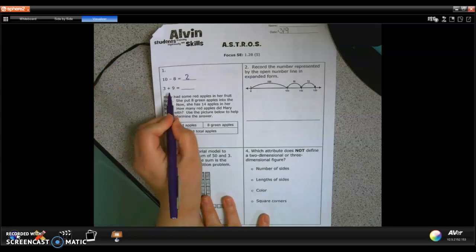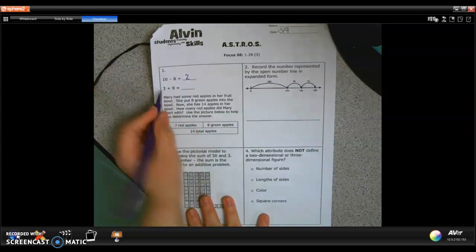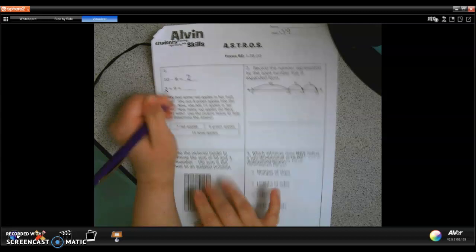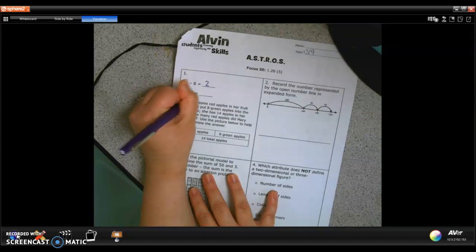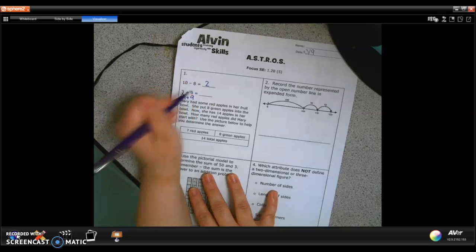And here I have 9 plus 3. Well, I'm going to make a 10, so I'm going to take this and divide it into 2 and 1. So 2 plus 1 plus 9, well 9 and 1 is 10, plus 2 more is 12.